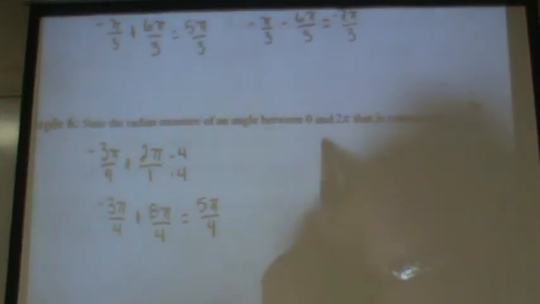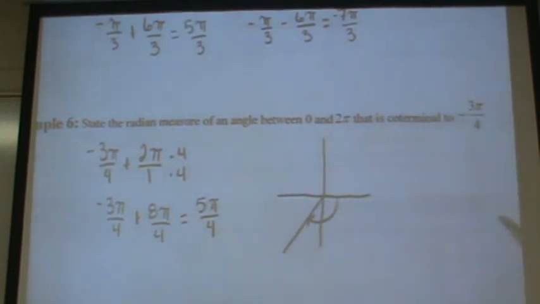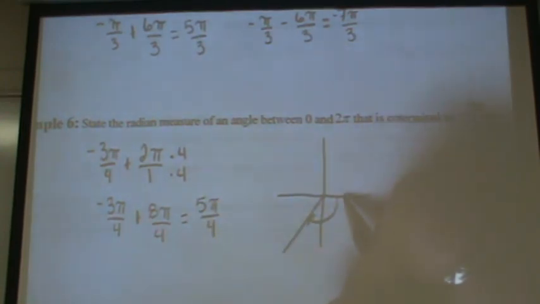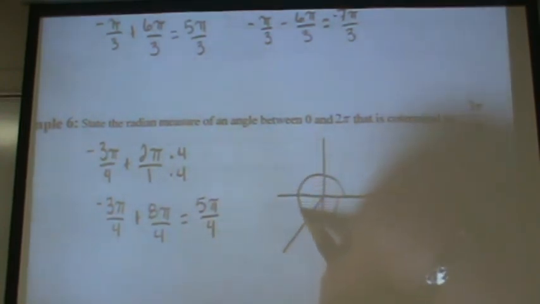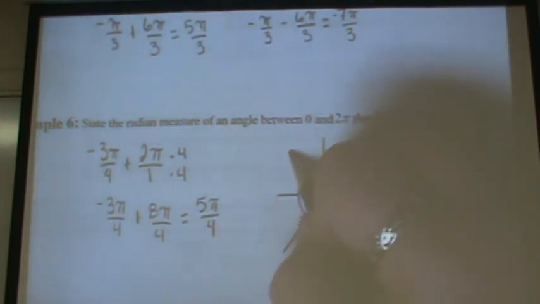Because if we look at it on the coordinate plane, our negative 3 pi over 4 would be over here. This positive 5 pi over 4 gives us the positive angle. So this is the negative 3 pi over 4. This is the 5 pi over 4.